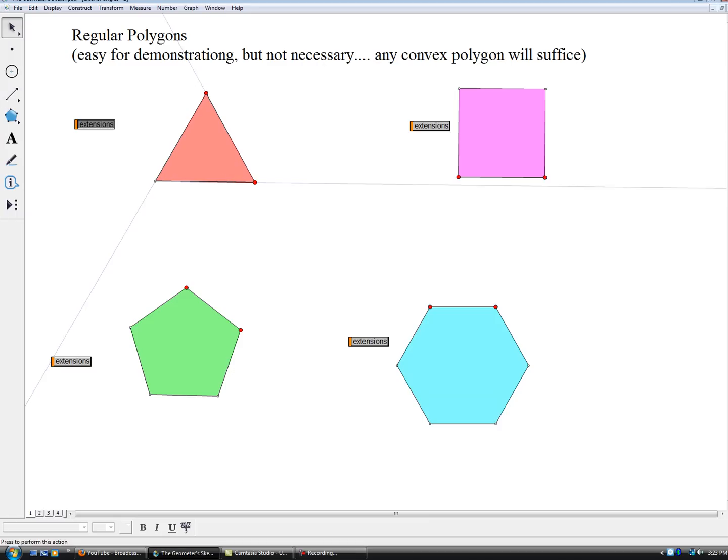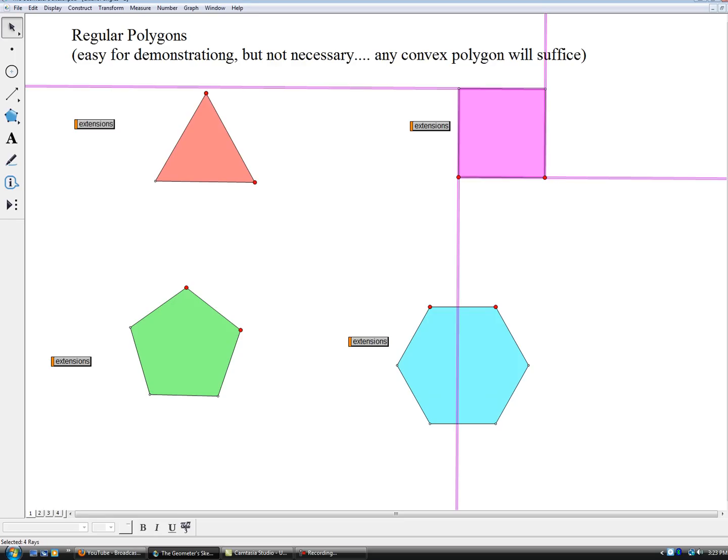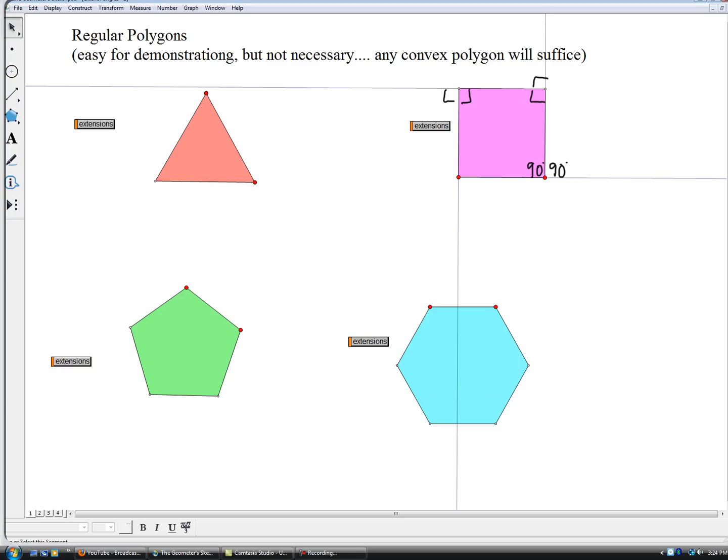Okay, let's move on to a square. This would be true for any quadrilateral. Square is nice and easy, though, to work with. So I've extended the sides again. And remember that when we have a 90-degree interior, the exterior always has to be supplementary, because these are always forming a linear pair. So we have a 90 and another 90, 2 more 90s, 2 more 90s.